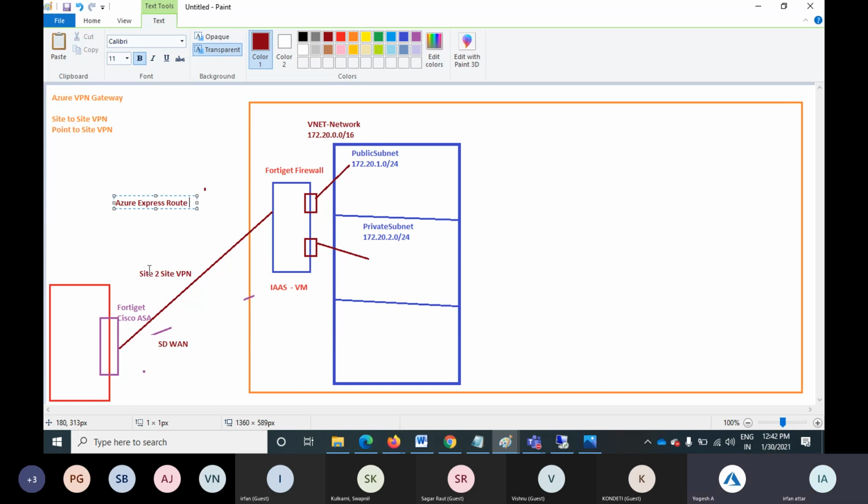Site-to-site VPN means via internet, so definitely you will go towards the internet. It will be a public IP, and then you are entering back into the premises. That particular tunnel will be an encrypted tunnel, but all the data is traveled by internet only.